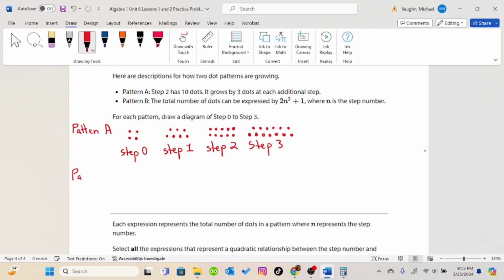Now for pattern B. We have step 0. 0 squared is 0. 2 times 0 is 0. And 0 plus 1 is 1. So step 0 has 1 dot. Step 1. 1 squared is 1. 2 times 1 is 2. And 2 plus 1 is 3.